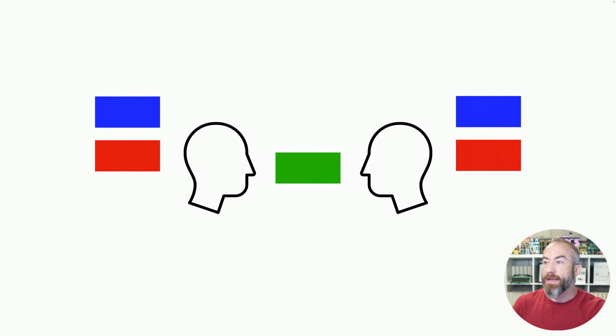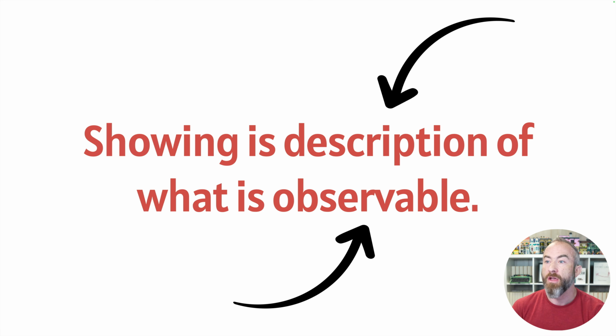And so let's go back to my definition of showing. Showing is description of what is observable. So here's what I'm telling you. To keep your writing showing instead of telling, you're going to just write down the green. Write down what you can pick up with your 5 senses, and that is it.